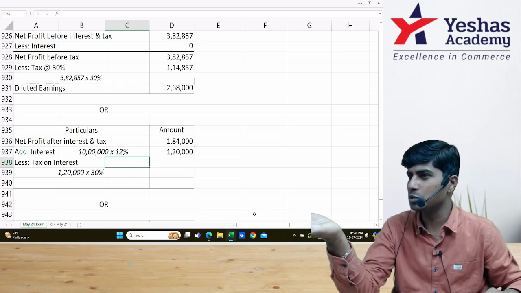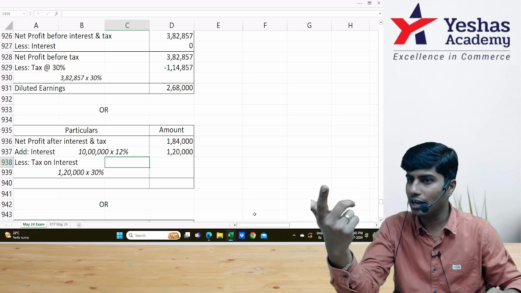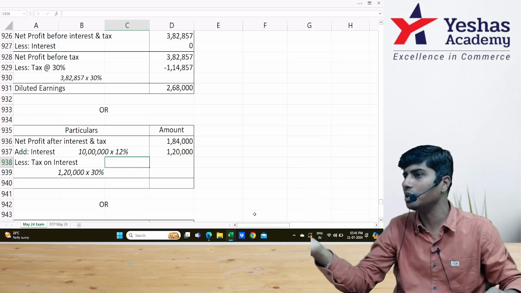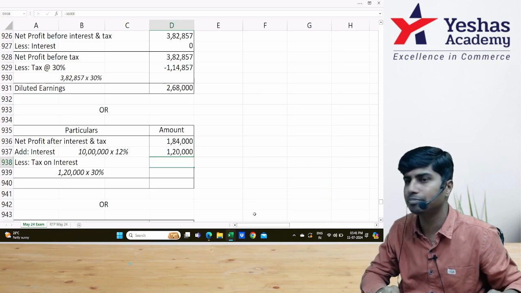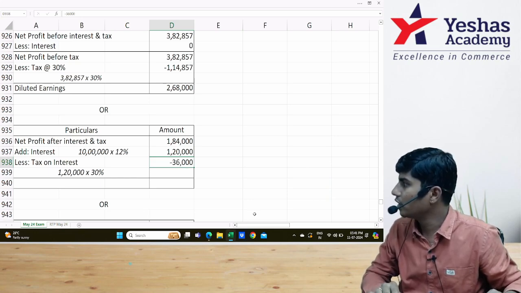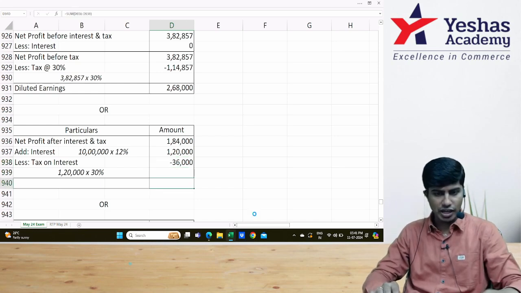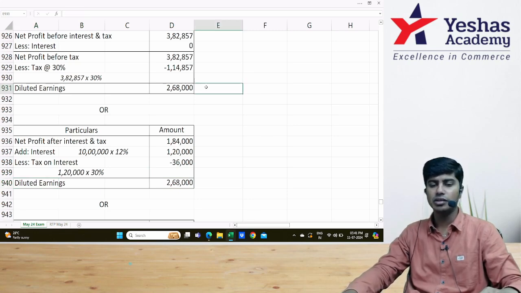Think from your taxation perspective. This is no longer interest expense. This will be added back, no? Your profit will increase to the extent of 1,20,000. On 1,20,000, 30% tax will increase. How much is 1,20,000 into 30%? So how much do we get? 184 plus 120 minus 36. Very good. You get 2,68,000. That is diluted earnings. Same as the first one.